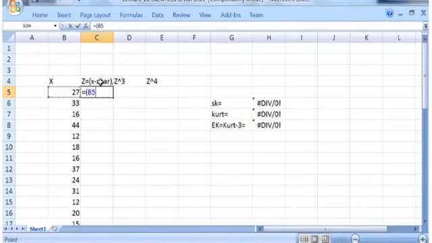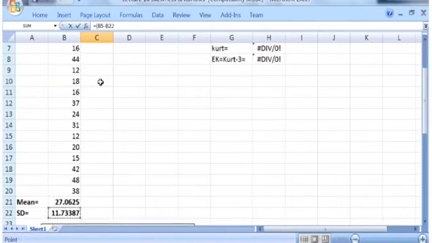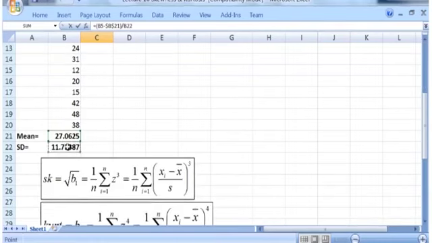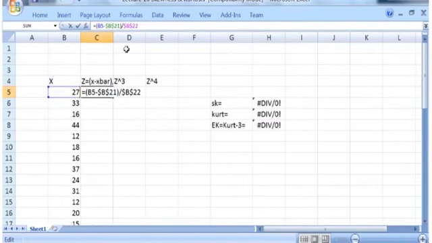So this is x minus x bar. X bar is this one. Note that you need to put dollar signs because we have to fix this entry. So x minus x bar divided by sigma. Sigma is this one, and we need to fix it as well using the dollar signs. So this is how we can calculate this standardized variable.